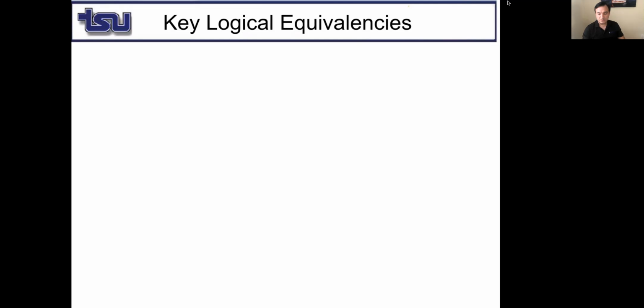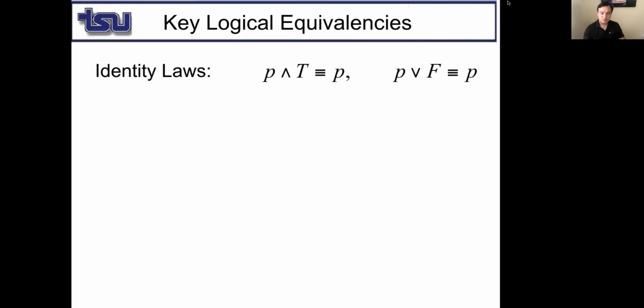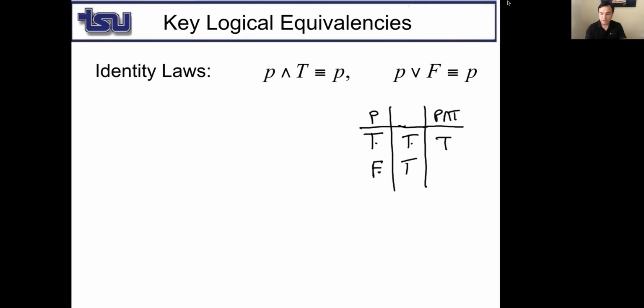Okay, key logical equivalencies. Let's talk about this. Identity laws. P and true is always P. Why? Well, it's pretty easy. Look here, you have P, okay? P can be either true or false, right? And then if you have true, that means this is P and true. True and true is true, false and true is false. So that means, as you see here, whatever P is, P and true is exactly the same. So that means P and true is P, okay?